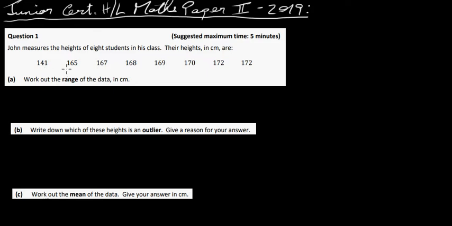So let's see, we have 141, 165, 167, 168, 169, 170, 172. They're in order, so all we've got to do is work out the range by taking the 172 and subtracting 141. If you do that, you get 31 centimeters. And that's it, really.